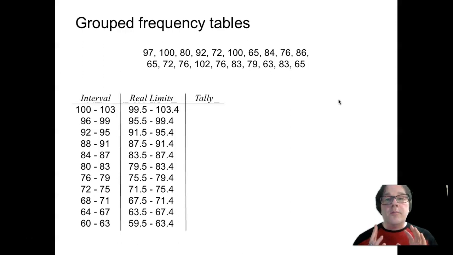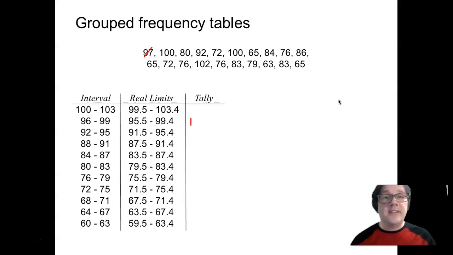So, now that we have our intervals, we don't really need to worry about real limits here because we're dealing with whole numbers. There are no decimals, but let's keep them there anyway. We'll create a tally column. This, again, will help us just to keep track that we're getting all the scores. We're not missing any of them. So let's just go through each score like we did for the simple frequency distribution.